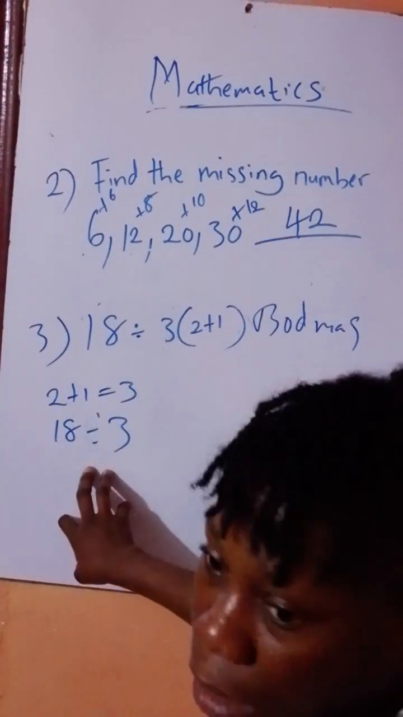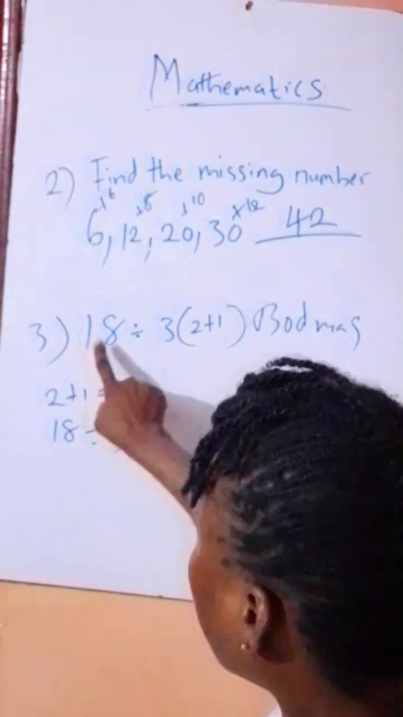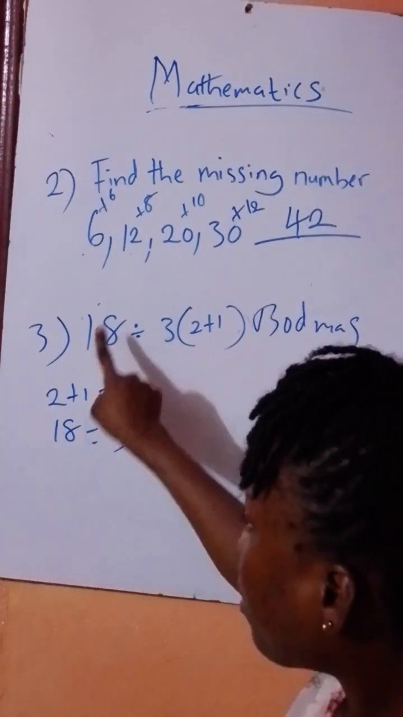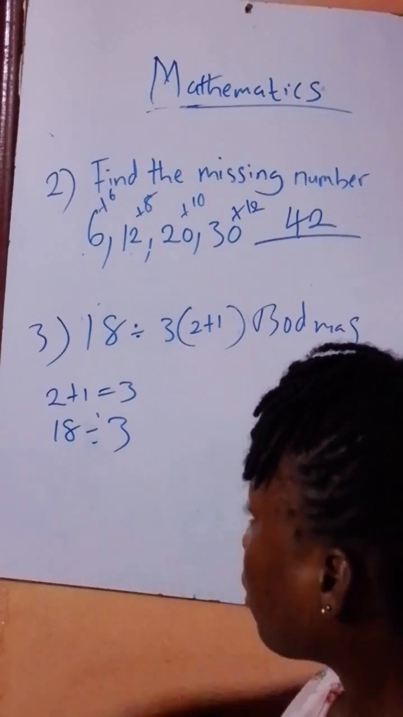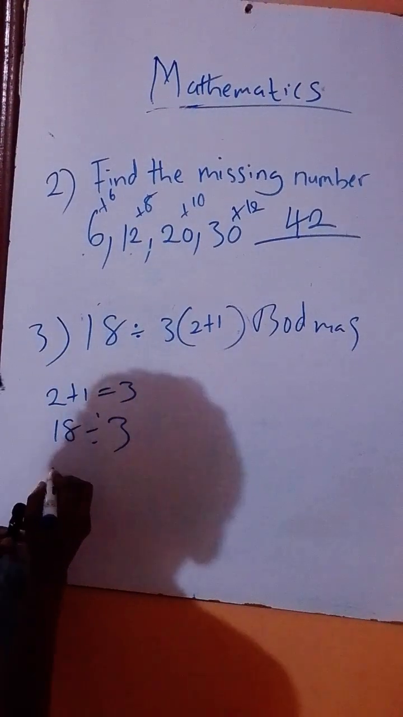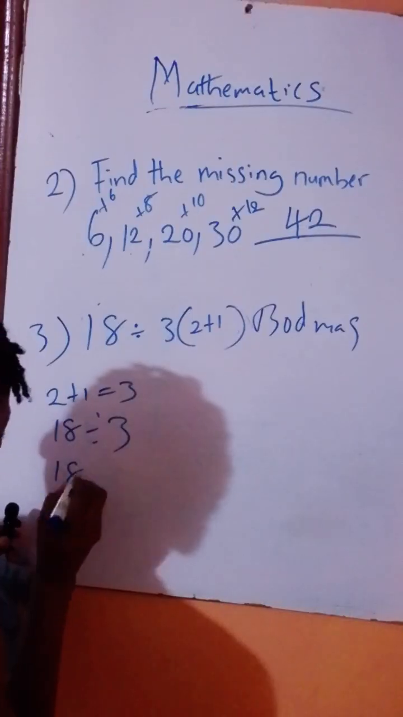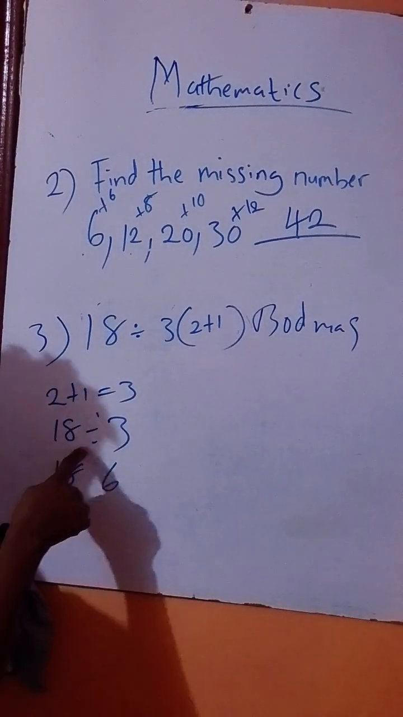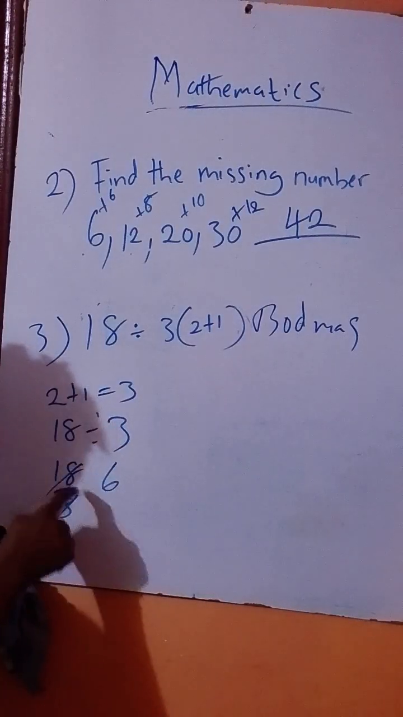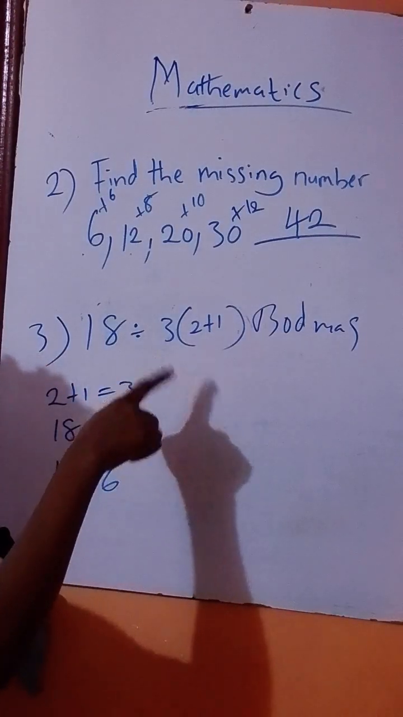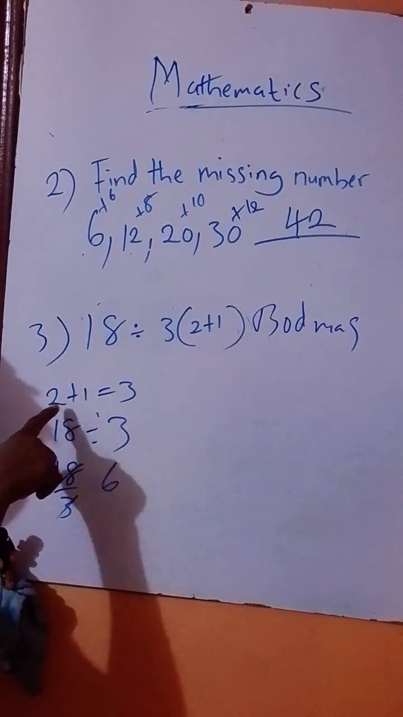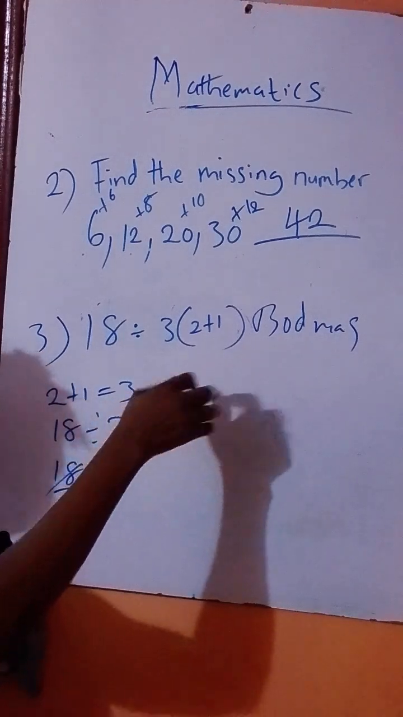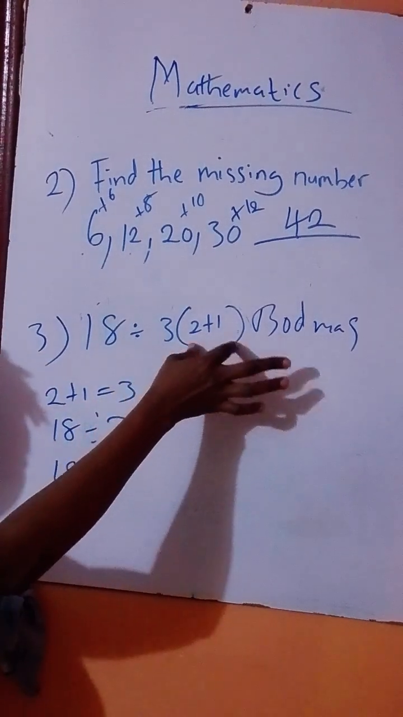So see what I did here. When you solve the bracket, 2 plus 1 is 3. Then bring down 18. 18 divided by 3 is going to give us 6. Then this is our 3 here. This 3, we got it when we solved this bracket.